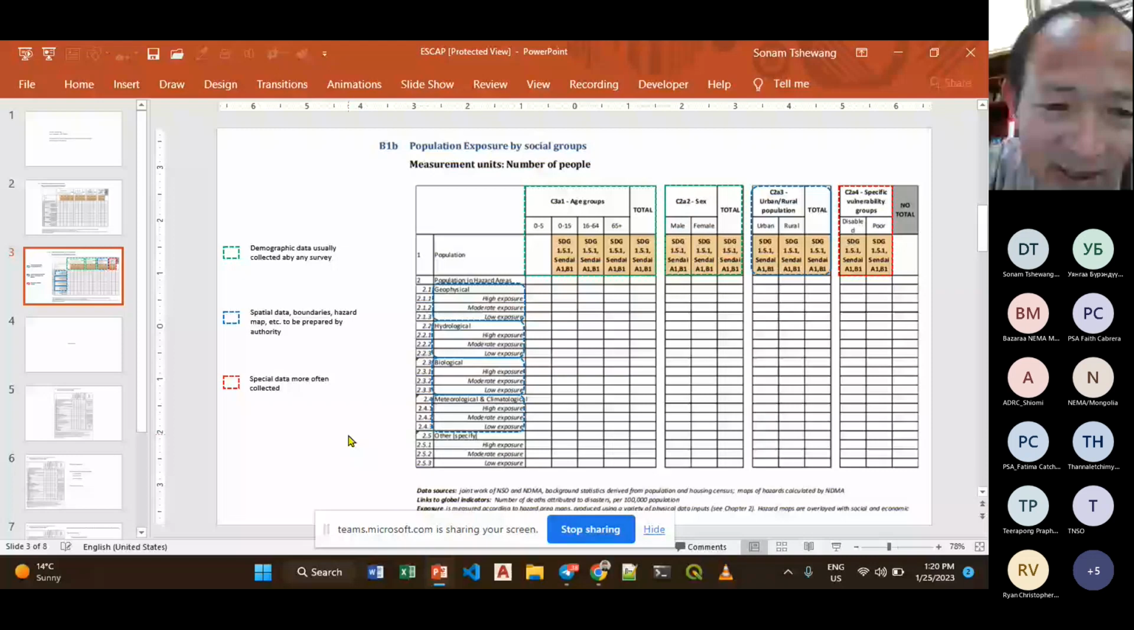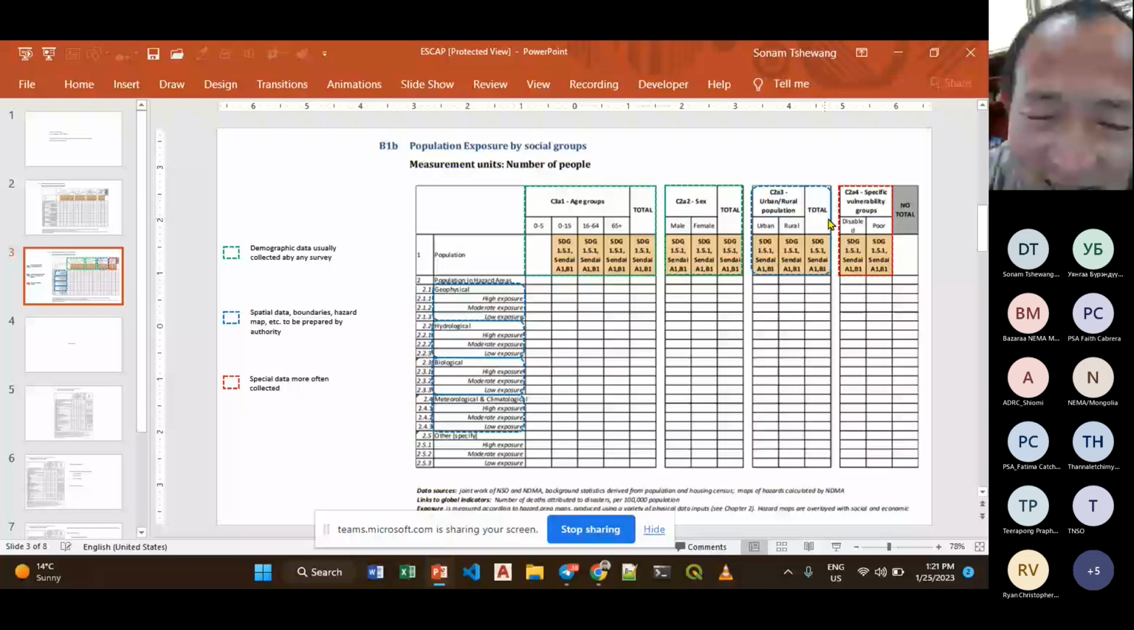And this C1A, C2A2, and C2A4 are all attributes of the data collected during the population and housing census. Again, C2 data can be used, actually we have spatial data where we have the boundary of urban areas, so this can be separated and used easily.